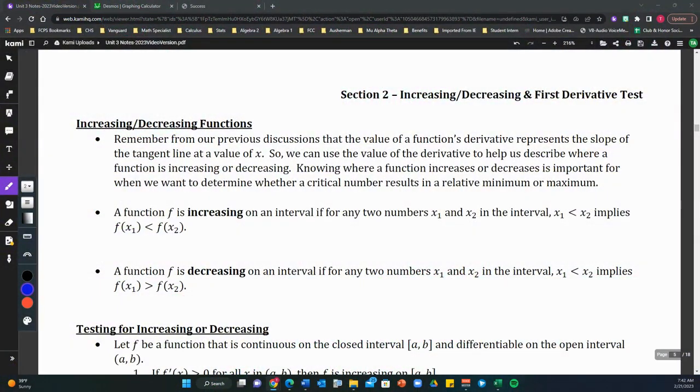Hi everyone, and welcome back to our next video. So today's topic is on trying to determine where functions are increasing or decreasing, and then we're going to learn about an application of this called the first derivative test.